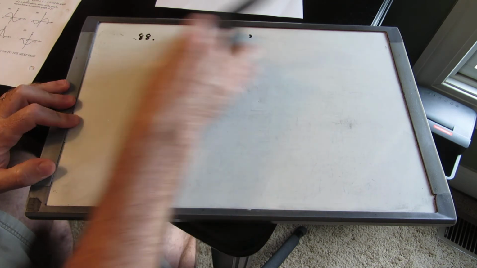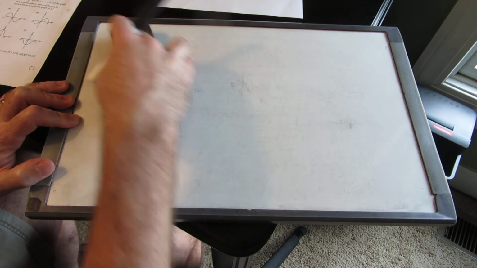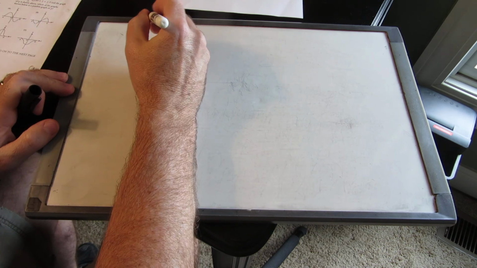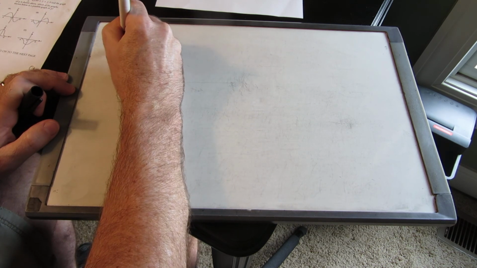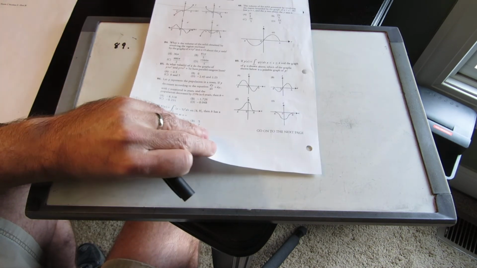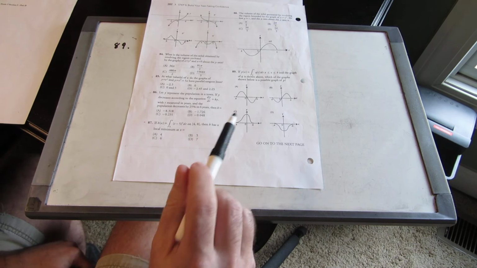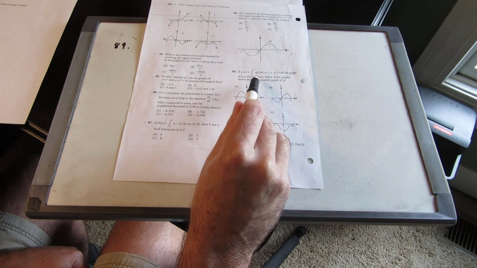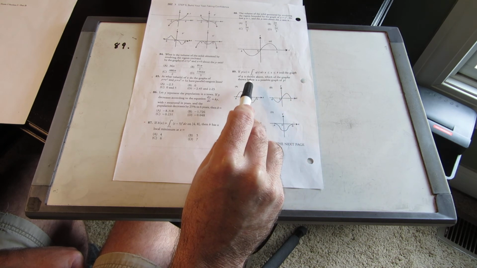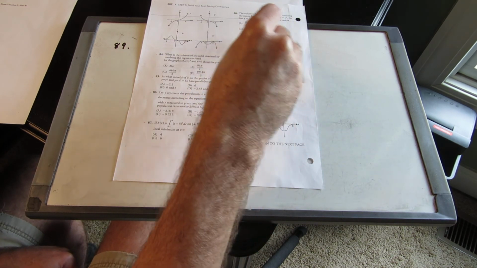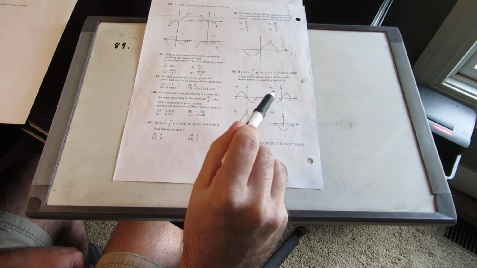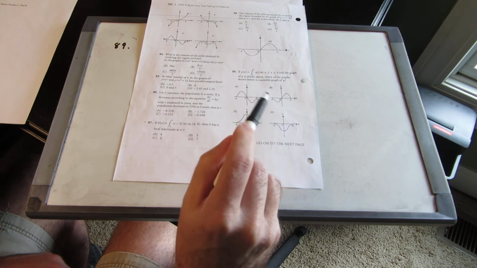Okay, so 2 more. We are done with this section. 89. It says if P of x is the integral from 0 to x of q of t dt, and the graph of q is shown above, which of the graphs shown below is a possible graph of P?